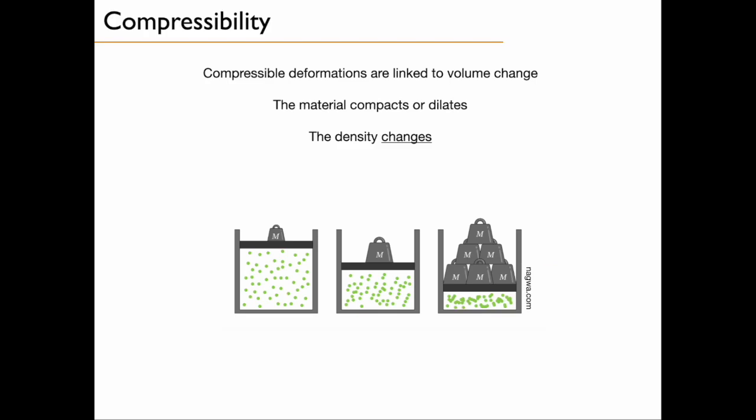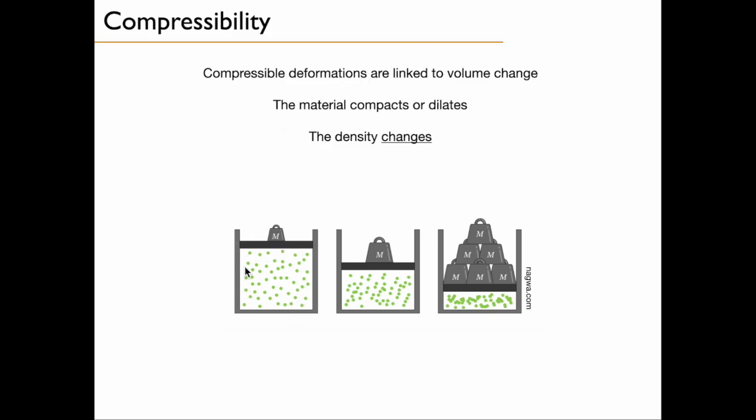Now we need to discuss compressibility and incompressibility. So what is compressibility? It's basically the capacity of a material to change its density upon a deformation. So if deformations are linked to volume changes, they are volumetric deformations.